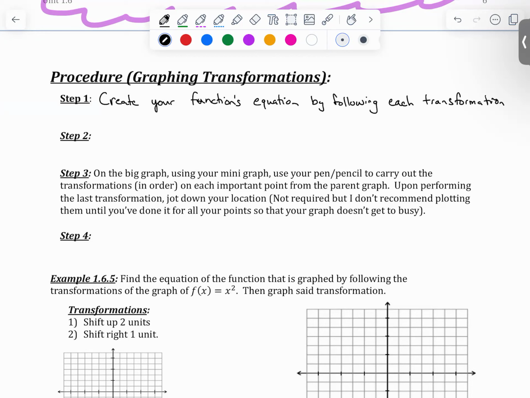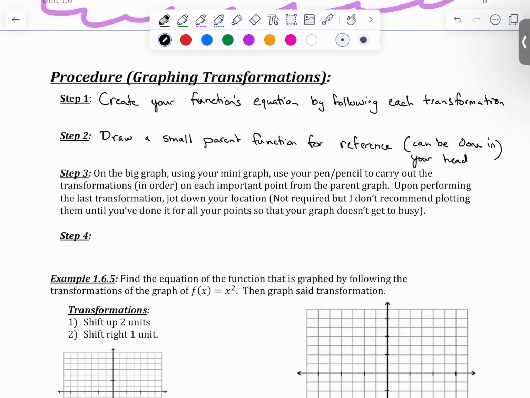Then step two is to draw a small parent function for reference. Now, this can be done in your head if you're really, really good about it, or you can print off the first 2 pages of this worksheet that you filled out and utilize those to have a parent function graph in front of you. The reason why I want you to do that is so that you can watch what happens. You can trace along and see what happens to each point.